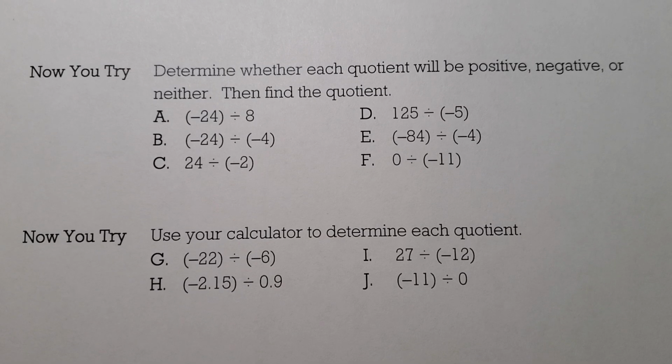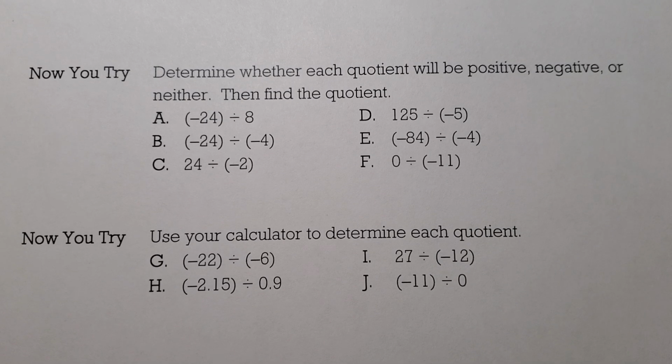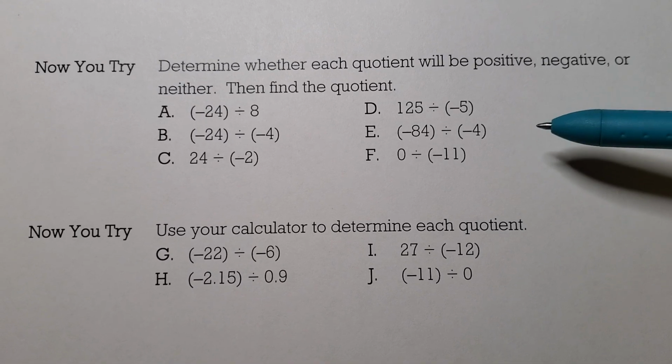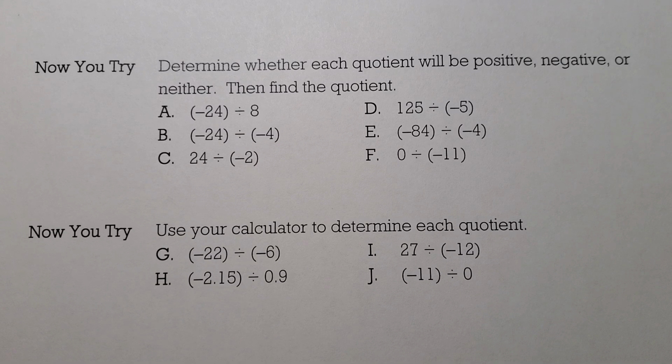All right, so I've got some problems for you to try on your own. In these first 6, basically the same thing we just did. Try to figure out if the answer is going to be positive or negative. And then for these next 4, use your calculator to figure out the quotients. Remember, if you're using your calculator, you've got to be careful not to use the subtraction key instead of the negative key, because you could get different answers.